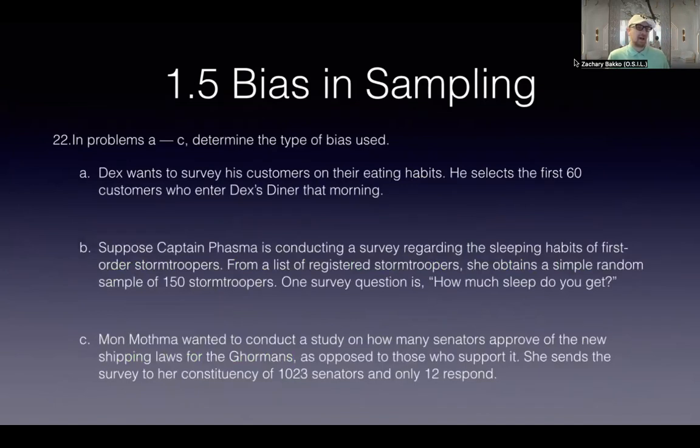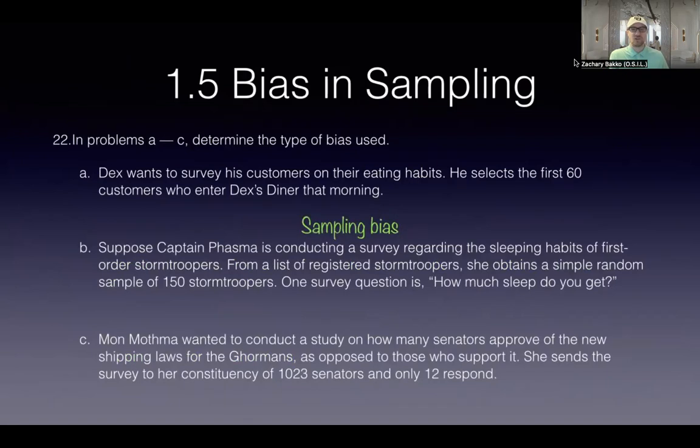So let's determine which type of bias was used. Dex wants to survey his customers on their eating habits. He selects the first 60 customers who entered Dex's diner that morning. Think of it this way. They're entering in the morning. He's saying about their eating habits. Maybe a question's talking about, do you eat breakfast, right? So that would be the sampling bias. He's choosing people that eat breakfast that might not accurately represent the whole population, where people might not be eating breakfast.